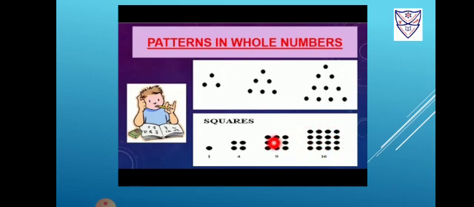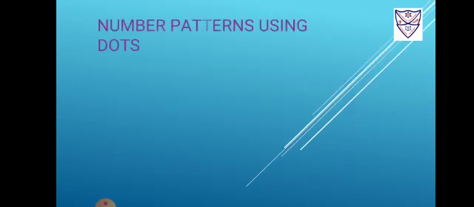What can you observe from these numbers? The numbers are 1, 4, 9, 16. So what are these numbers? Yes students, they are square numbers. 1 square equals 1, 2 square equals 4, 3 square equals 9, 4 square equals 16. So using dots, we have made 2 different designs, and they are made according to rules. Let us understand more about number patterns using dots.